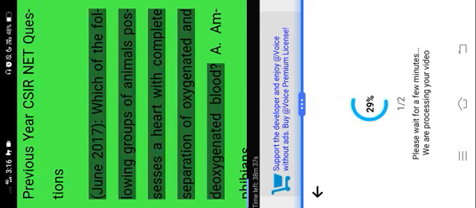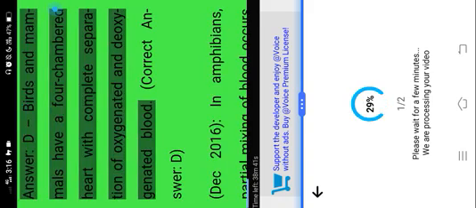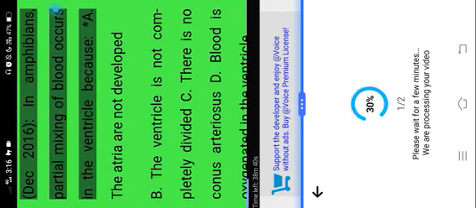Previous year CSIR NET questions. June 2017. Which of the following groups of animals possesses a heart with complete separation of oxygenated and deoxygenated blood? A. Amphibians. B. Reptiles except crocodiles. C. Crocodilians. D. Mammals and birds. Answer: D. Birds and mammals have a four-chambered heart with complete separation of oxygenated and deoxygenated blood. Correct answer: D.